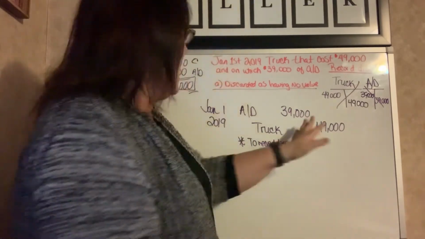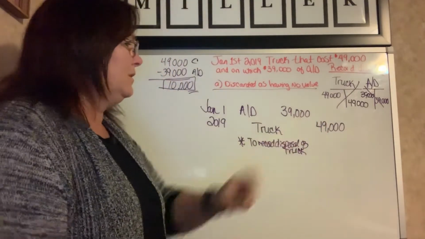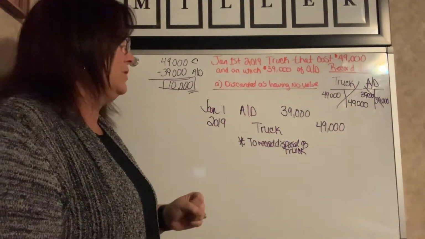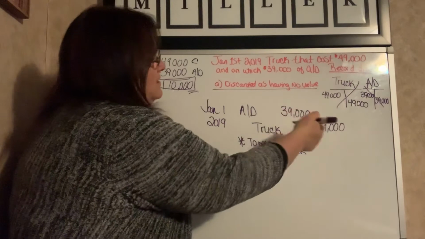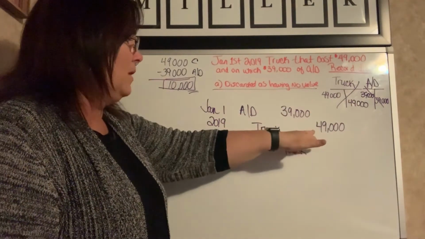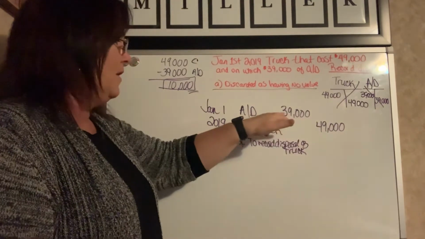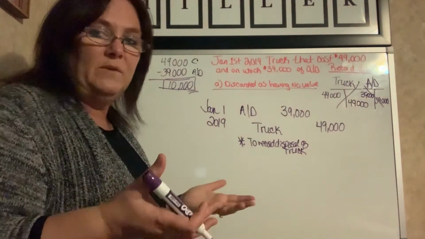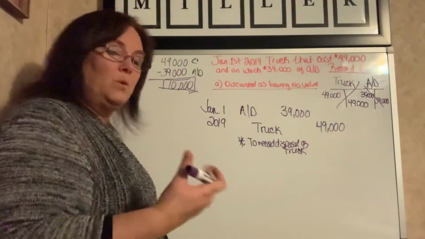Okay, but now from journal entries in Accounting 101, we know that this is not a proper journal entry only because my debits and my credits don't match. So we have a truck that's valued at $49,000. We have $39,000 of accumulated depreciation. That means we've lost $10,000, and that's all we're really going to call it.